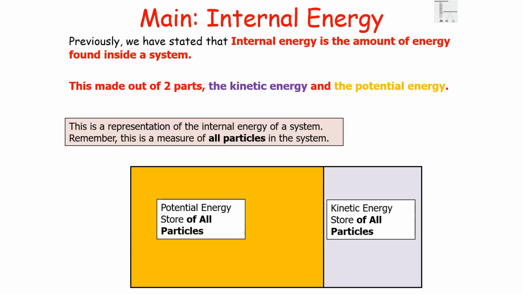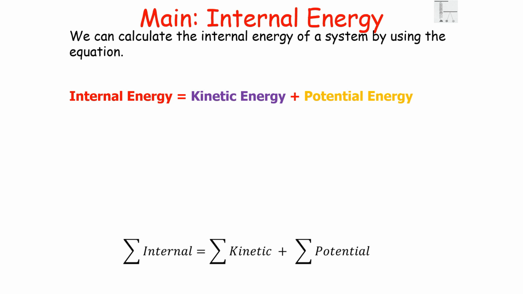So previously, we have stated that the internal energy is the amount of energy found inside of a system, made of two parts, the kinetic energy store and the potential energy store. But remember, the internal energy is a representation of all particles in the system. Now we can calculate the internal energy of a system by using the equation: the internal energy is equal to the kinetic energy plus the potential energy.